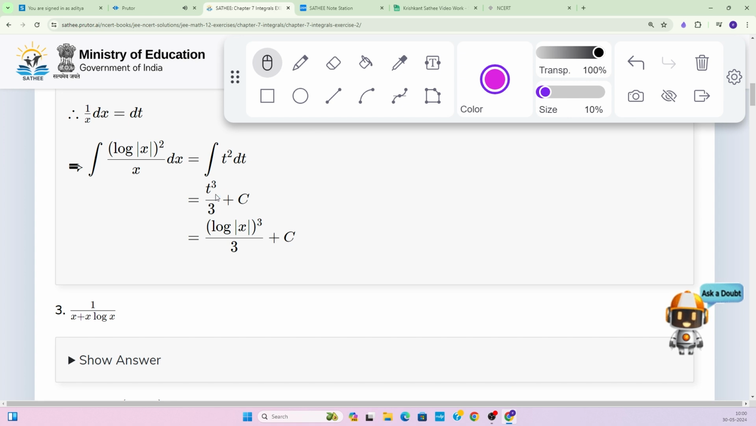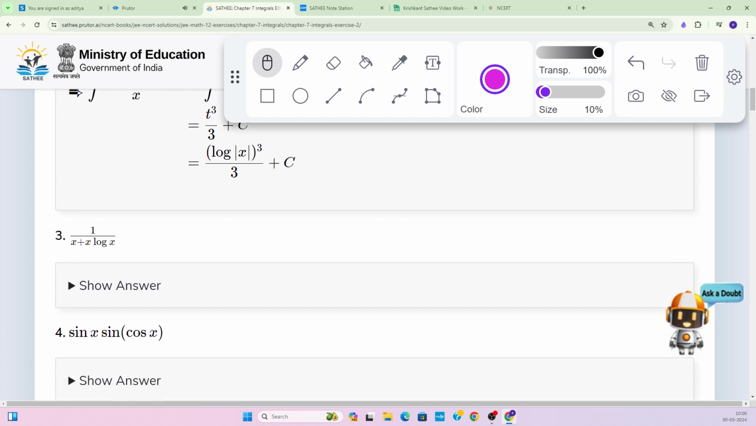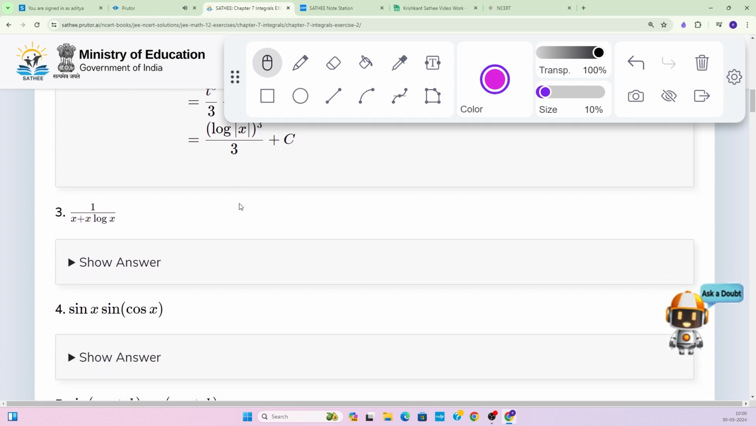Now what is your t? t is log mod x. So you will have your answer as log mod x whole cube divided by 3 plus c. Simple. So what are we again using? Substitution. The thing you have to do is substitute. What substitution can you make?